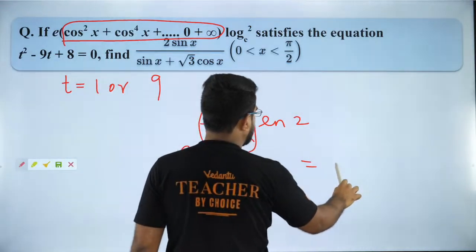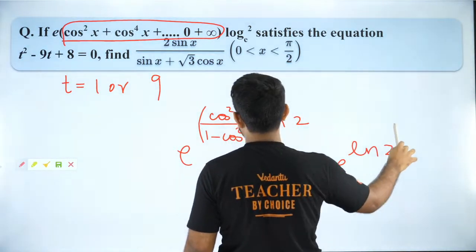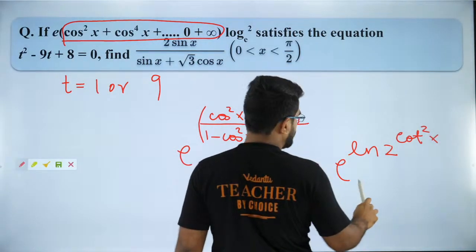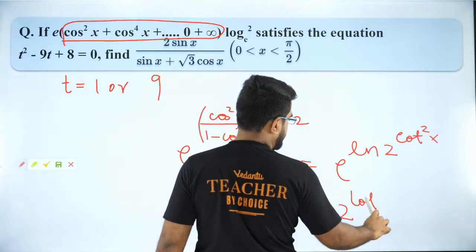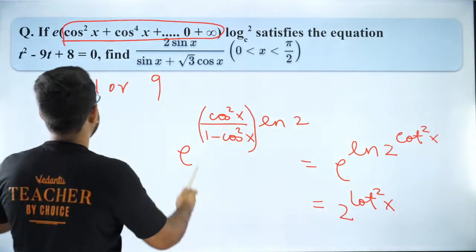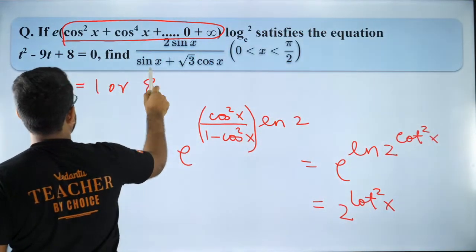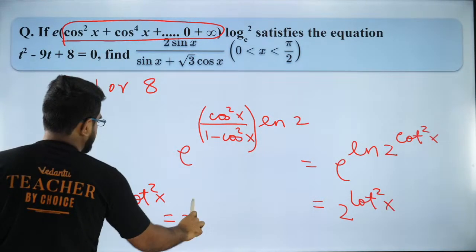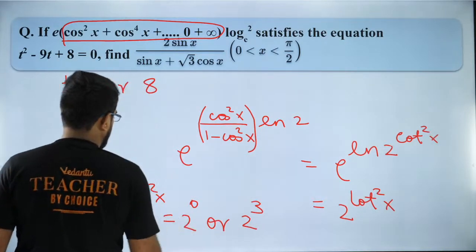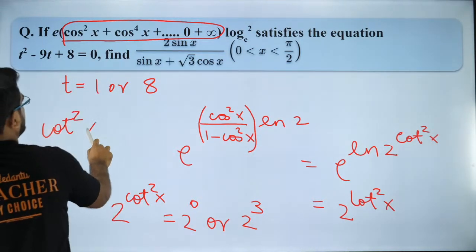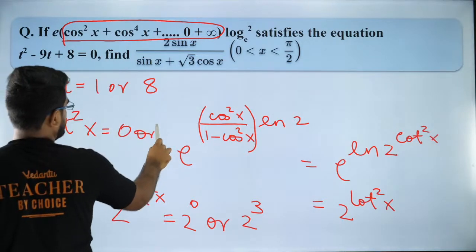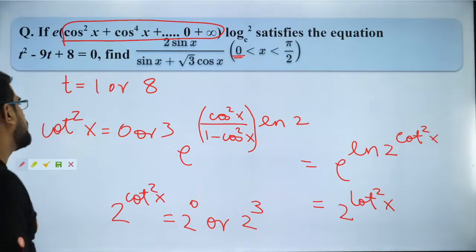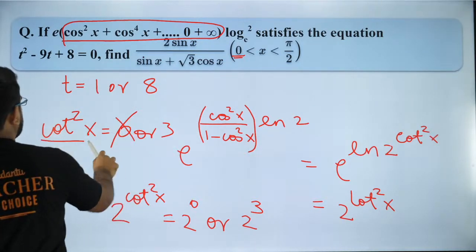So it is nothing but e to the power ln of 2 to the power cot square x. So that is nothing but 2 to the power cot square x. Okay? So it is 1 or 8, right? So 2 to the power cot square x is equal to 2 to the power 0 or 2 to the power 3. So cot square x is equal to 0 or 3. It cannot be 0 because 0 and pi by 2 are not included. So cot square x equals 3.